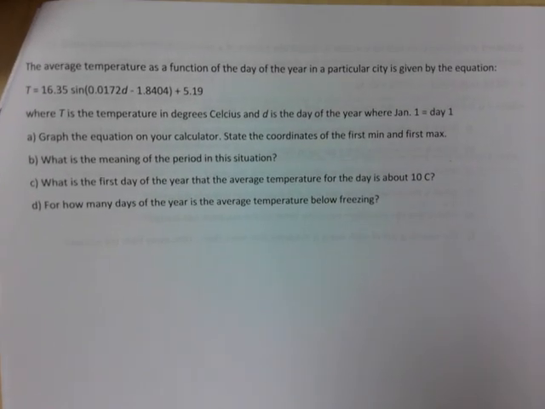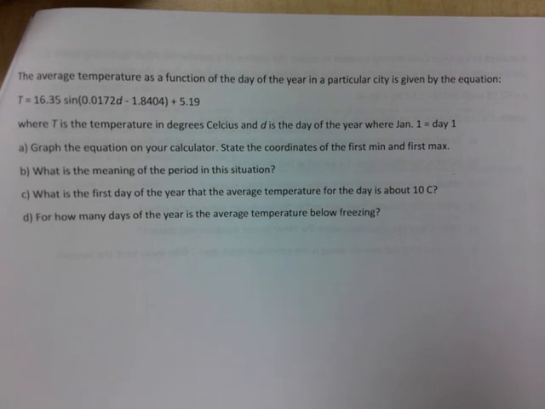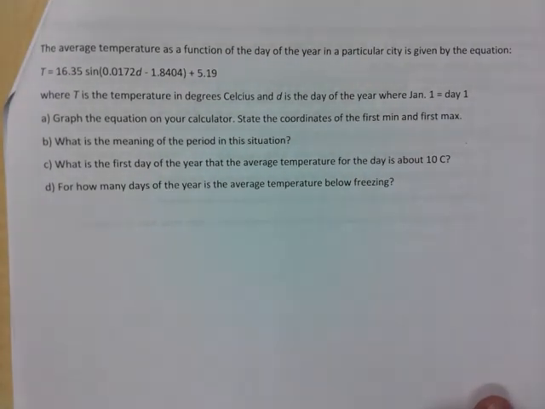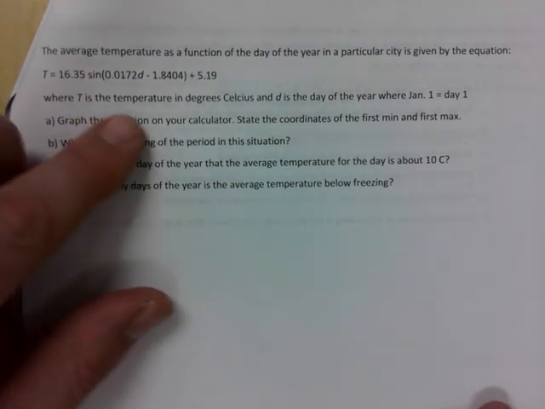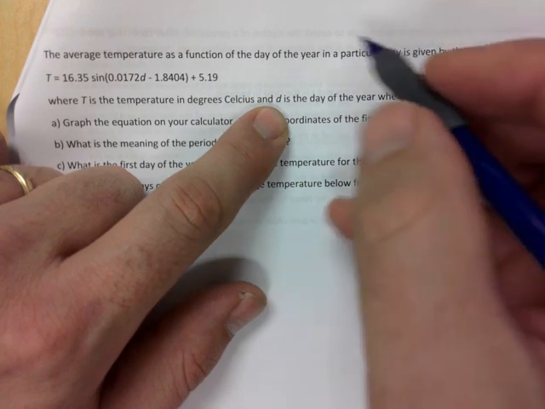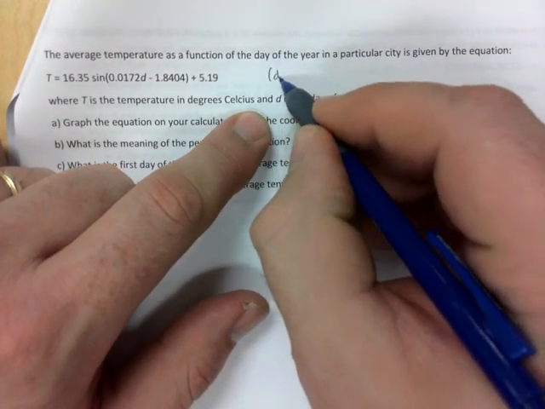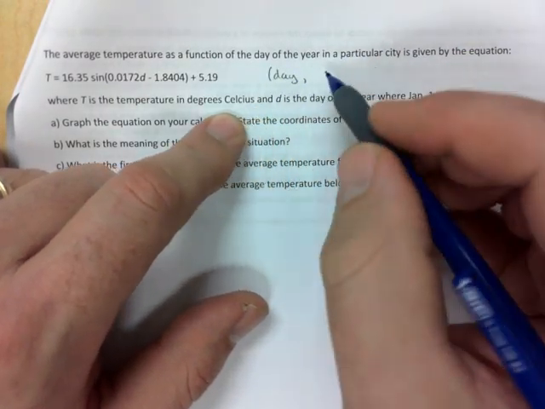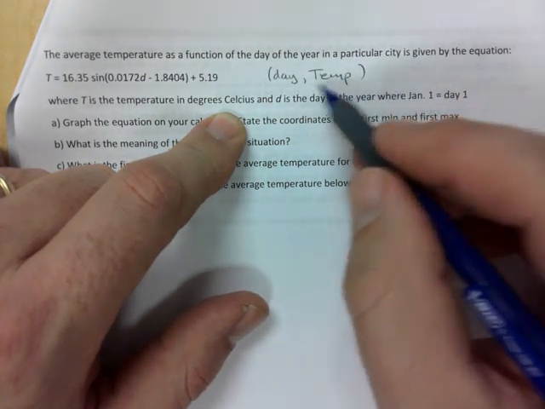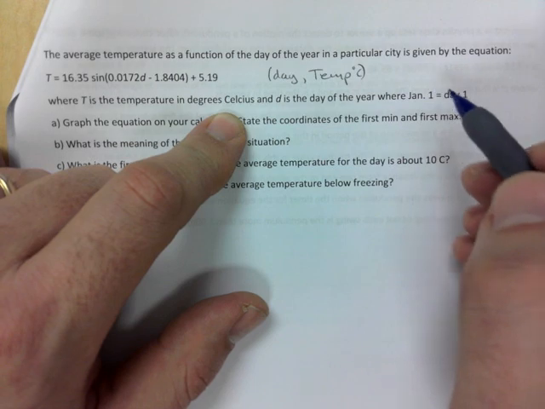The average temperature as a function of time of the year in a particular city is given by the equation. There it is. Where T is the temperature in degrees and D is the day of the year, where January 1st is day 1. So we have day and temp, more specifically temp in degrees Celsius.